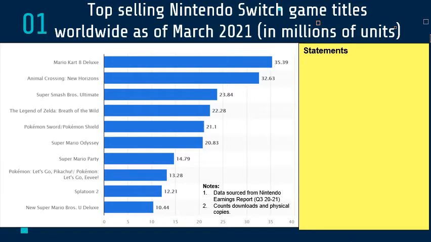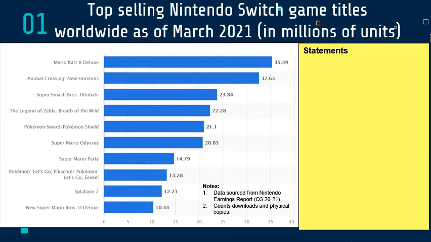Okay, similar to yesterday, I'm going to go through a few different examples of data, showing you how I would look at it, break it down, and then interpret it, or come up with some statements or a conclusion about the data. So first thing I'm going to do, as always, is read the heading. Here it says, top selling Nintendo Switch games worldwide as of March 2021. And these figures are in millions of units.